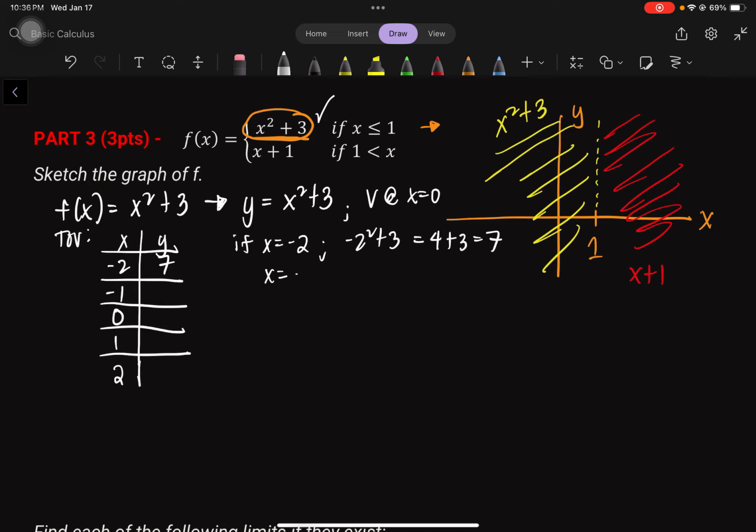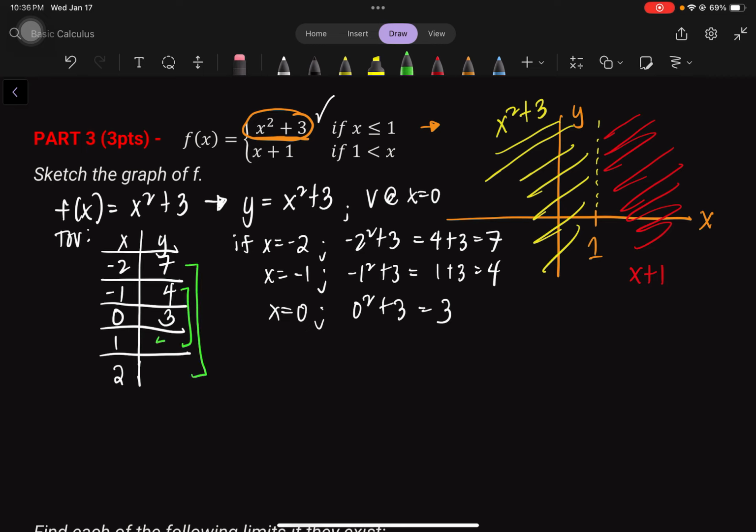Ang x naman natin ay negative 1. Negative 1 squared plus 3, so 1 plus 3 ay 4. At ang x natin ay equal kay 0, so we can have 0 squared plus 3 is 3. At least take note, pag parabola, dapat equal to, di ba? Saka ito. So, we can copy the 4 and 7 na lang.